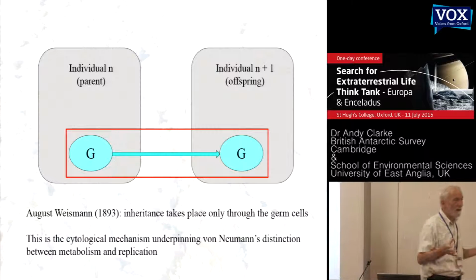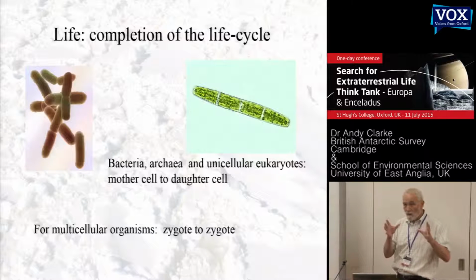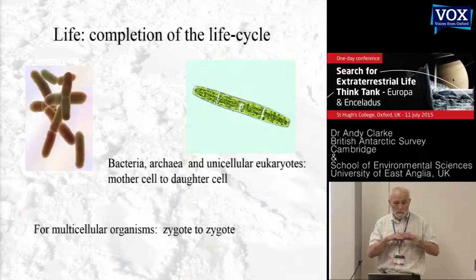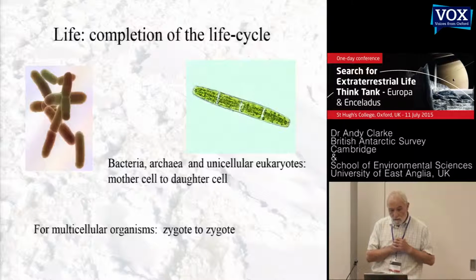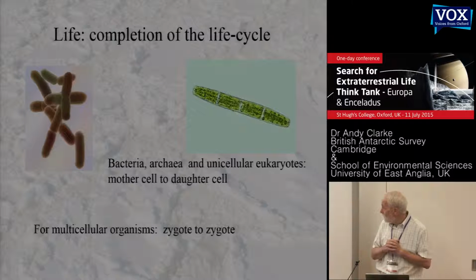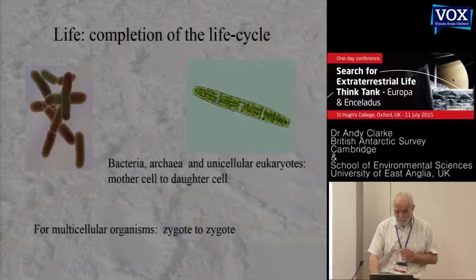Now that may seem a little esoteric, but I've come to that because it drives me to what I want to talk about in terms of how we look at life in relation to temperature. And in terms of organisms on the planet, life has to involve a completion of the life cycle. The relevance of that will become apparent in the next slide. For bacteria, archaea, and unicellular eukaryotes, that's a mother cell to a daughter cell, prokaryotes on the left. For multicellular organisms like us, that's zygote to zygote, that's fertilized cell to fertilized cell. That's the complete life cycle.